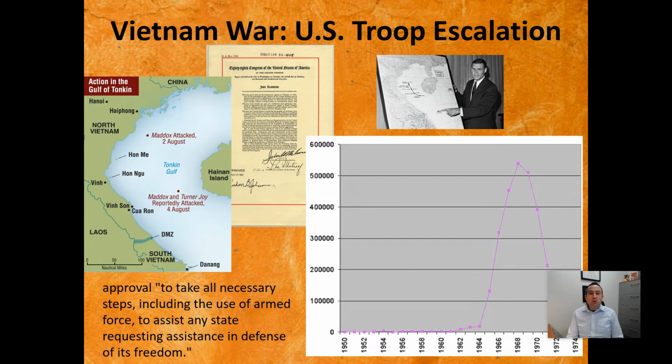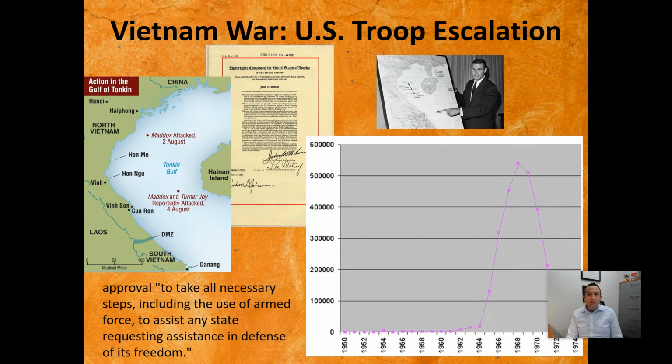And so with this new power given to LBJ, within a year, by fall of 1965, there are now more than 165,000 ground troops in South Vietnam. You can see the graph on the screen. After the Gulf of Tonkin Resolution, late 1964, we see rapid escalation of ground troops. By 1968, just 3 years later, at the height of the Vietnam War, America had over 550,000 troops in Vietnam.